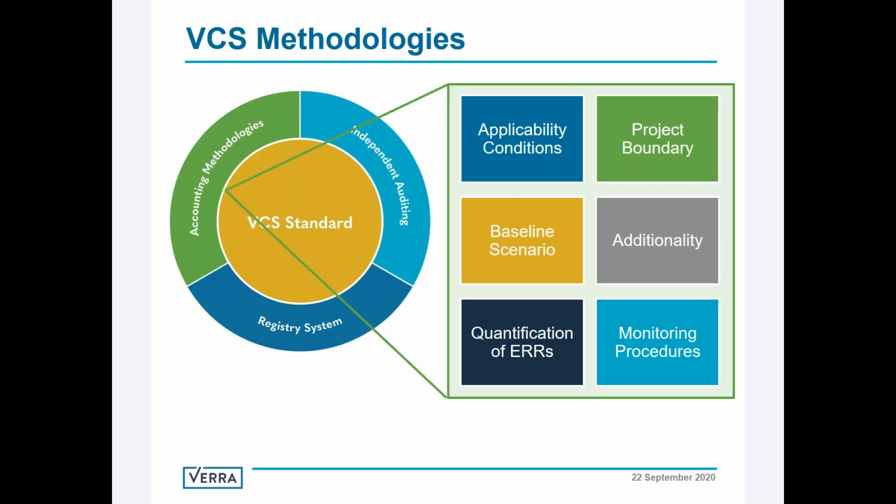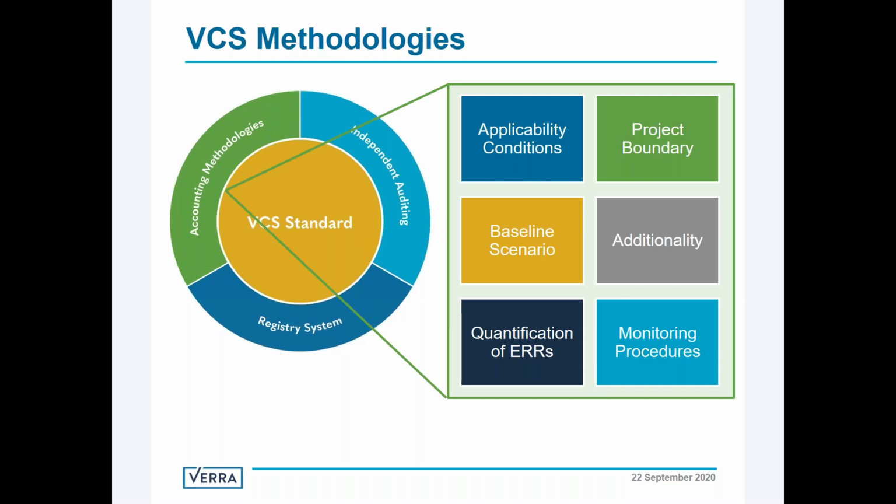So under the VCS program, accounting methodologies form a really core function in that they allow projects to quantify the emission reductions and removals that they achieve. And all methodologies include a number of different components set out here that enable them to do this. So these include applicability conditions that set which activities the methodology applies to, the project boundary that defines the greenhouse gas emission sources and carbon stocks and pools that a project can claim under their greenhouse gas benefit.